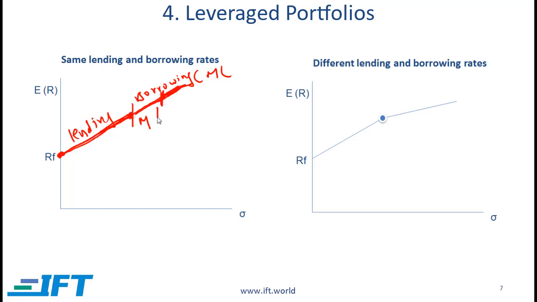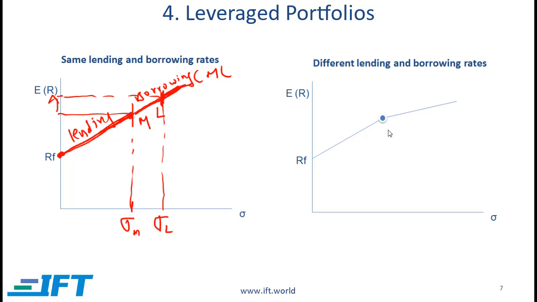This point L, for example, can be reached by borrowing 25% of our equity and then putting our 100% equity plus the 25% borrowed amount into the market. When we do that, we are clearly taking more risk. As you can see, this is the risk of the market and this is the risk of the leveraged portfolio. We are taking more risk and here we are also getting a higher expected return.